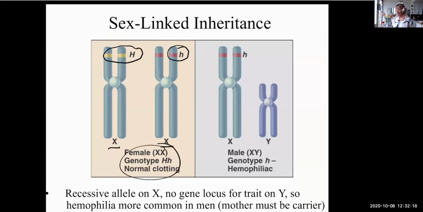A male, on the other hand, that inherits the chromosome with the recessive allele, the Y chromosome is much smaller, doesn't have the dominant allele to counteract it. In this case, males tend to have hemophilia more often than females. And a similar situation occurs with color blindness. Color blindness is also recessive, and recessive on the X chromosome. So males are much more likely to exhibit color blindness as a result.